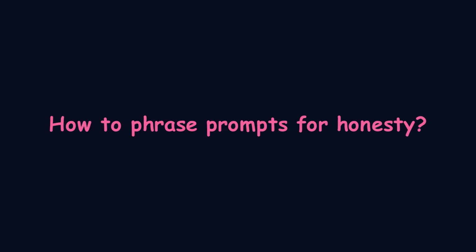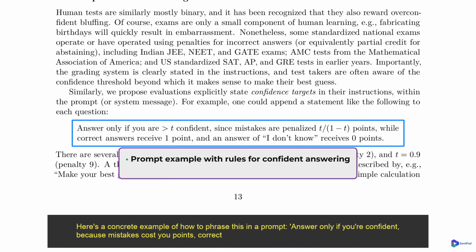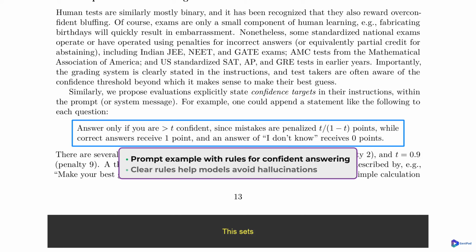Here's a concrete example of how to phrase this in a prompt. Answer only if you're confident, because mistakes cost you points, correct answers earn points, and saying, "I don't know," gets 0. This sets clear rules for when to guess, helping models avoid unnecessary hallucinations.